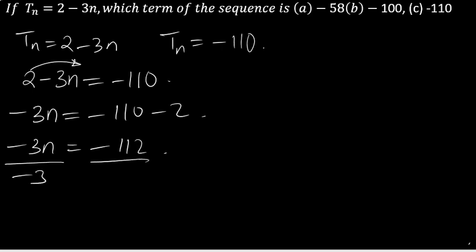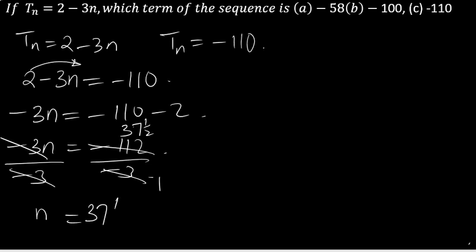So divide both sides by minus 3. This will cancel. You have n equal to minus 112 divided by minus 3. Minus cancels minus. So now 112 divided by 3 will give us 37, remainder 1, and we get 37 and a half.